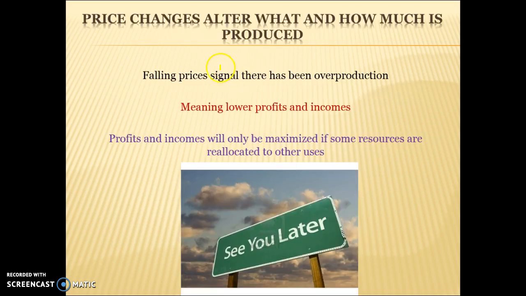If there are falling prices, that will signal there's been overproduction and lower profits and incomes. I've been teaching you to talk about higher prices, but if you need more time fleshing out your answer to these questions, make that link the other way as well: if the relative price of something goes down, that will signal overproduction and resources will flow out of that industry. Profits and incomes will be maximised if resources are reallocated to other uses when there's less demand.